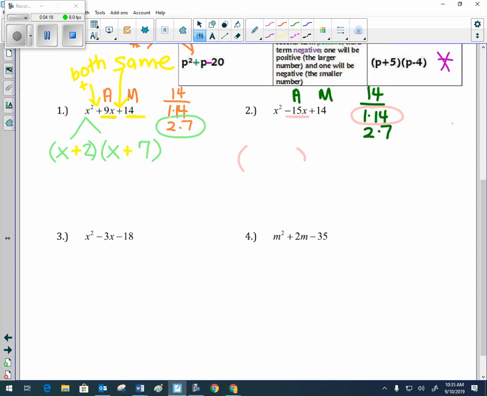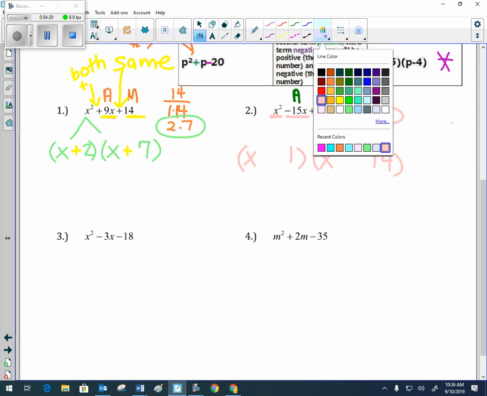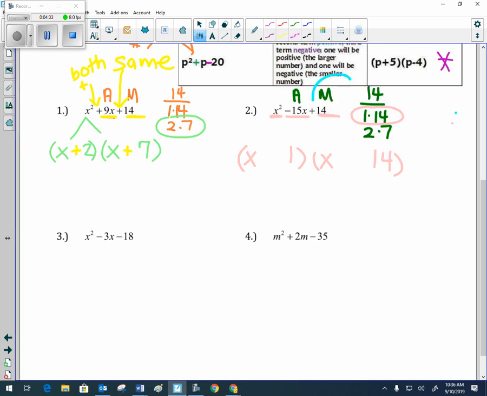I make my two sets of parentheses. To get x squared, I have to have x times x. To multiply to 14, I'm going to use 1 and 14. I go back now and I look at my signs, and what the signs tell me is that because that's a positive, they have to be the same. This tells me what they both are. So in this case, they're both negative. And that's going to be my factored form.